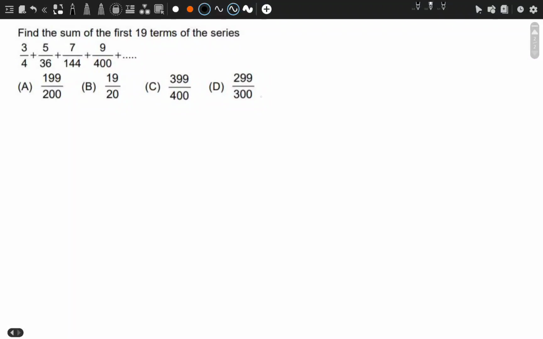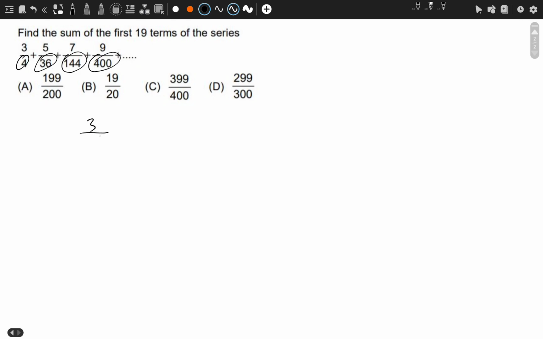Look at this question: find the sum of the first 19 terms of the series 3 by 4 plus 5 by 36 plus 7 by 144 plus 9 by 400 and so on. As you can see, this is nothing but 2 square, this is 6 square, this is 12 square, this is 20 square and so on.